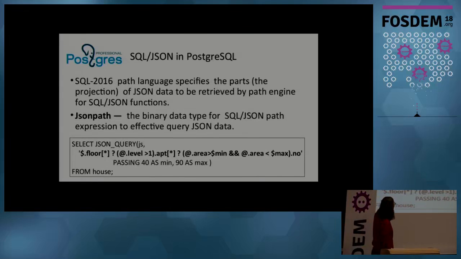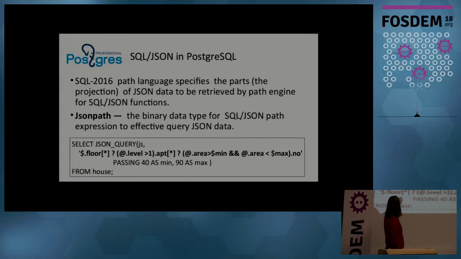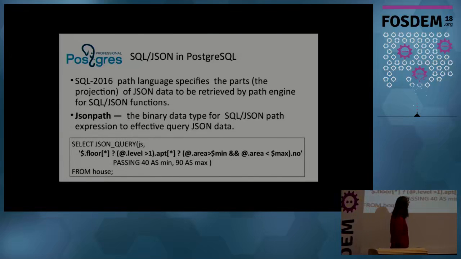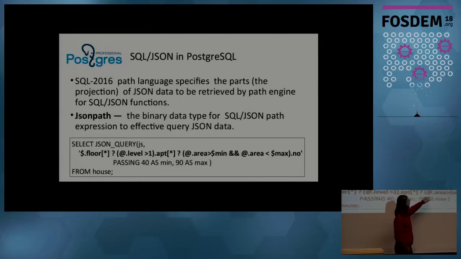JSON path language. The dollar sign denotes the context item, which is actually the JSON. And then you can specify any member of the array floor. And this is a filter. So we filter all floors which have a level greater than 1. Then we choose any apartment which satisfies this filtering.